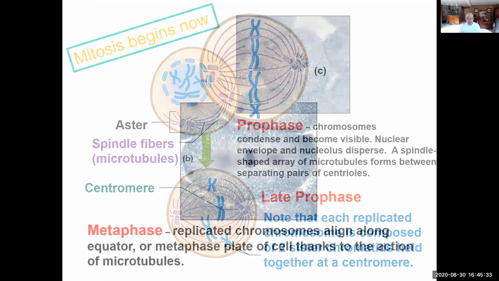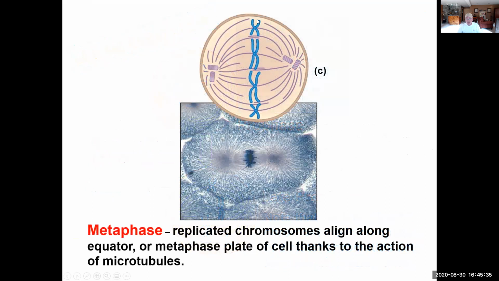In the next stage of mitosis, called metaphase, the replicated chromosomes have aligned themselves thanks to the action of the microtubules, the spindle fibers, in the central region here of the cell. This is sometimes called the metaphase plate.